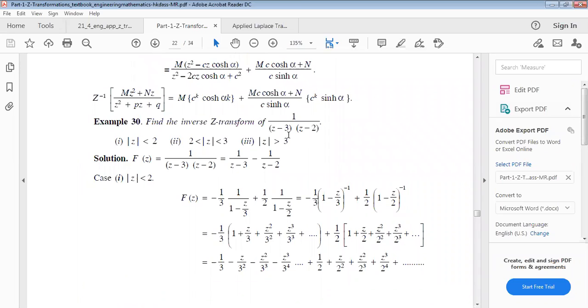Now we will introduce an example related to it. Find the inverse transformation of this one. There are three cases, the z transformation of this.